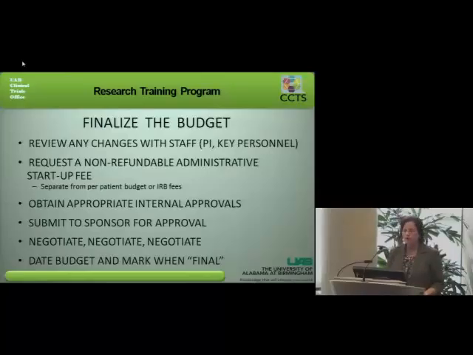Whatever's required at your site location, make sure you get the appropriate internal approvals to move forward, and then submit your budget to the sponsor for approval. I typically use a summary budget with the sponsor. Many times they don't want to see all the details, but at a minimum I will provide them an Excel spreadsheet with the X's so that they can see what is being included in that per visit cost.